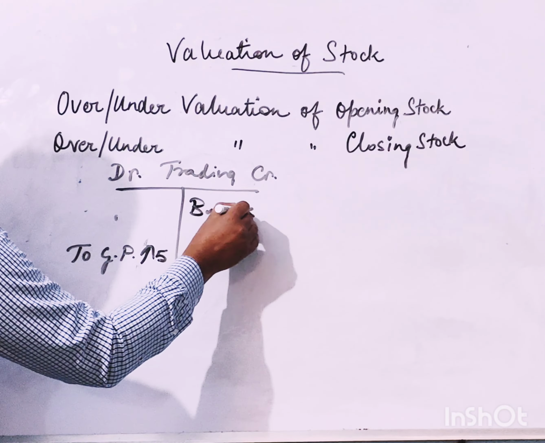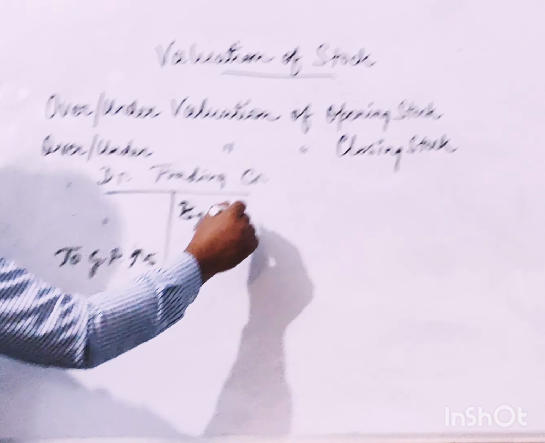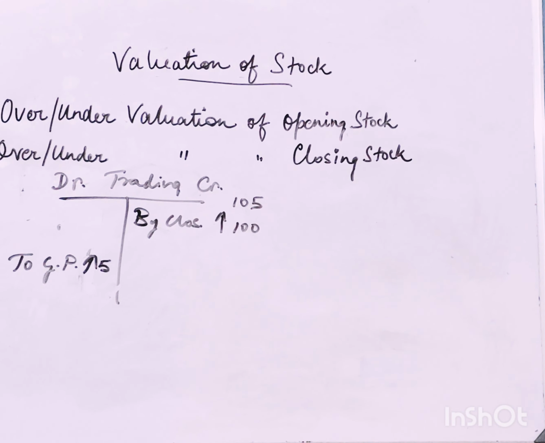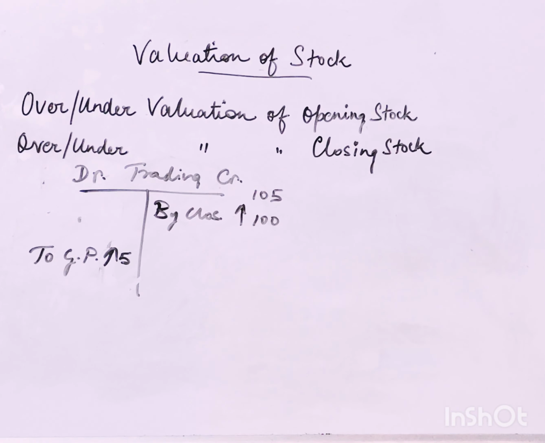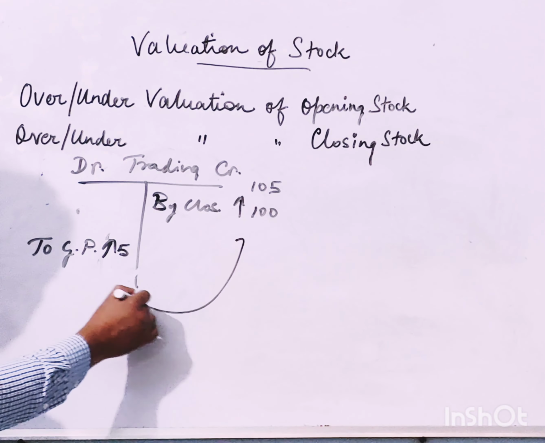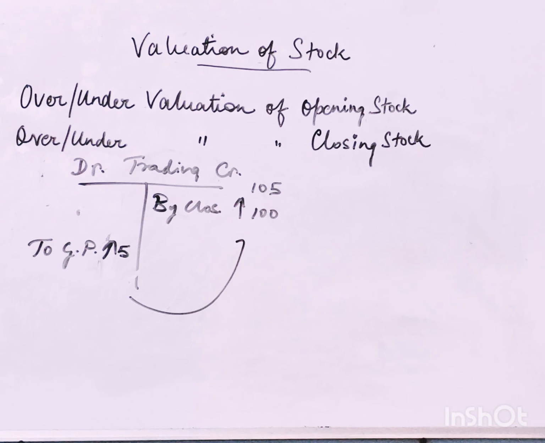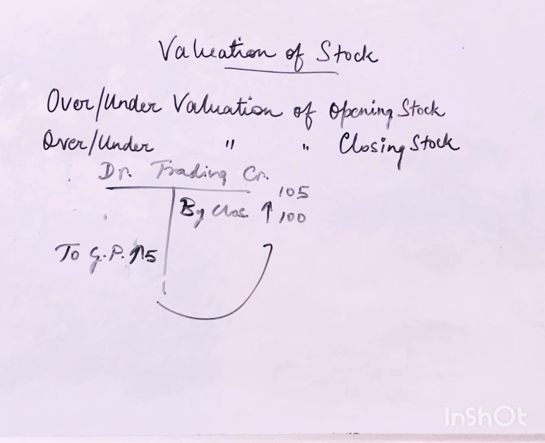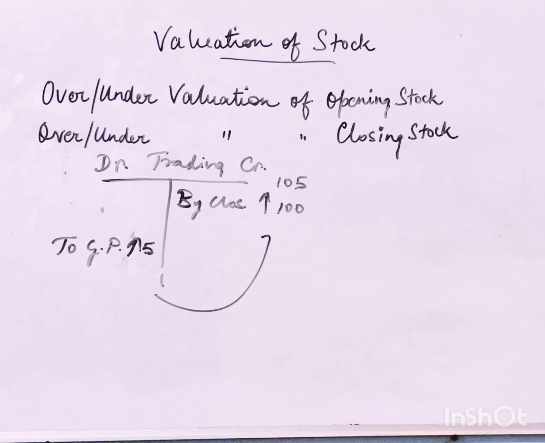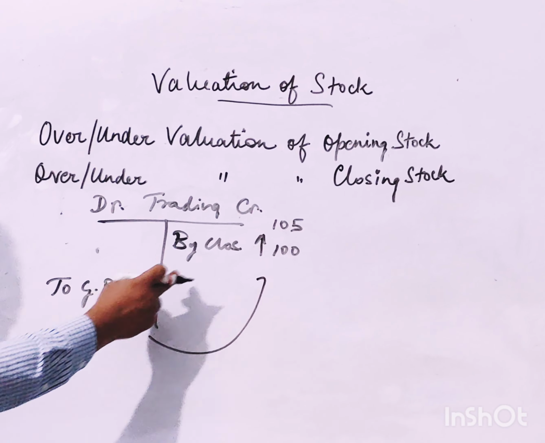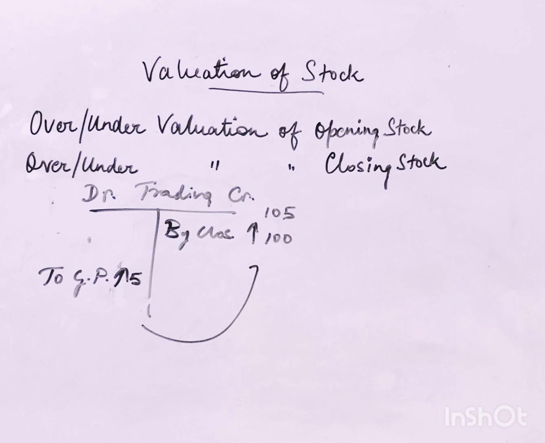Now, similarly, if I come to closing stock. If my closing stock is overvalued by rupees 5, that means it should have been valued at rupees 100, but it is valued at 105. This additional 5 rupees, overvalued by 5 rupees, will ultimately lead to an increased gross profit of rupees 5. So as you can see, my increased gross profit is not because of my business running effectively and efficiently. It is due to the incorrect valuation of my closing stock.